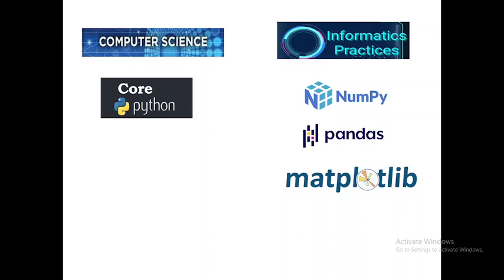So after standard 12, you can go for data science. You might have heard about data science. You can do data analysis. Along with that, you can do machine learning too. By learning how to analyze the data, you can implement the data in machine learning.